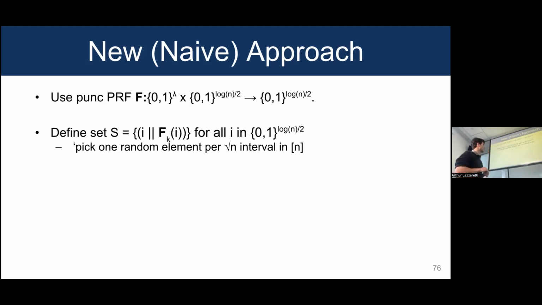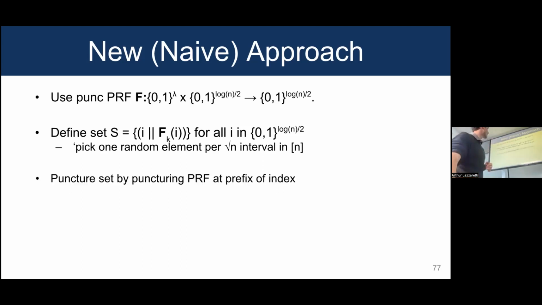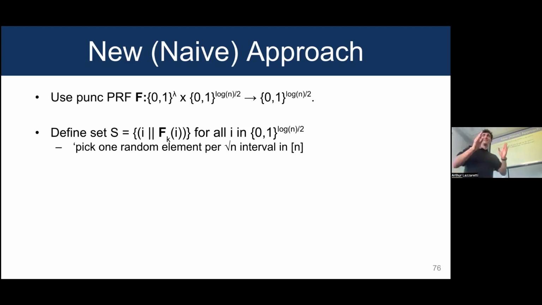We'll have a picture, hopefully. Not here, but we'll have a picture. For every partition of size square root of n, you have one random element picked within it. That's the intuition.